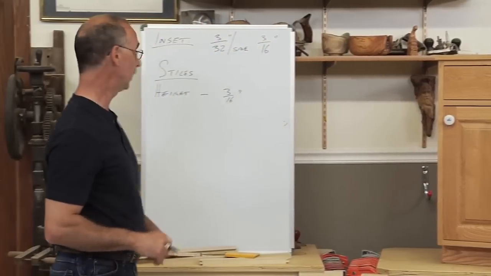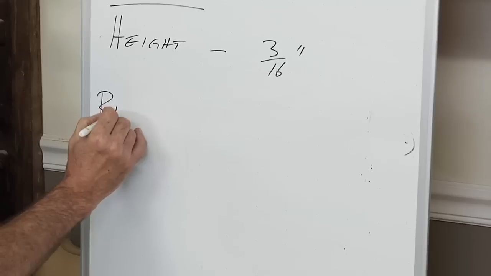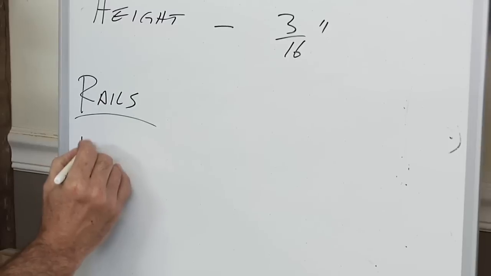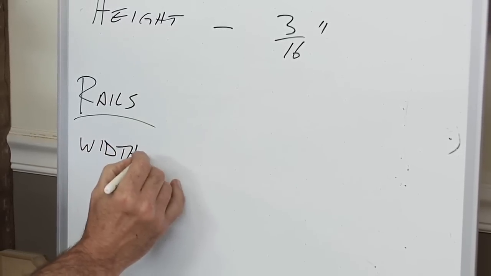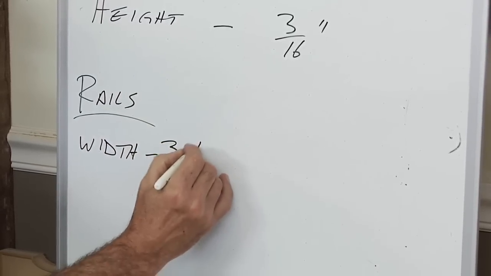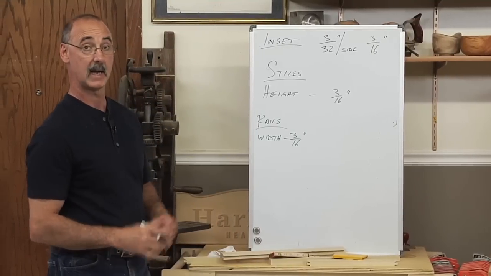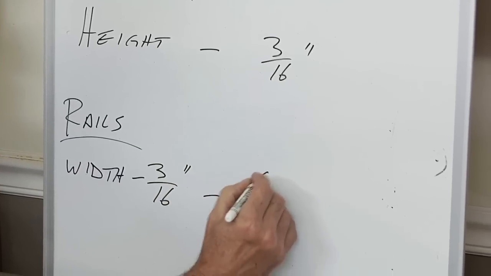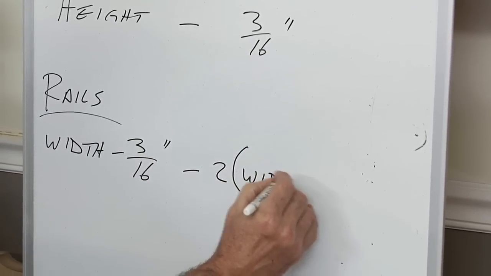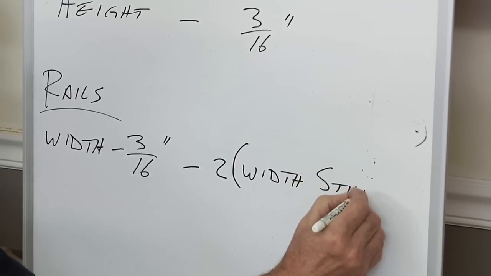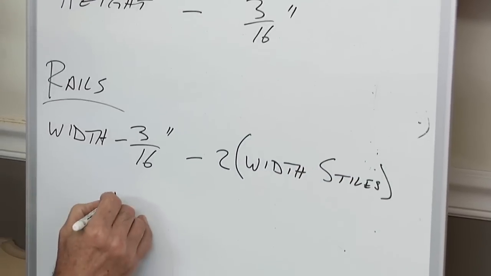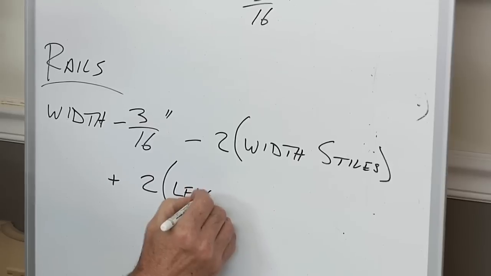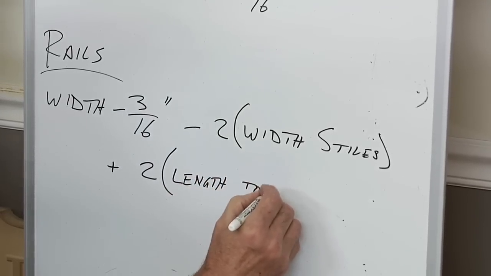Rails, however, are a little bit more complex. On our rails, we're going to take the width of the opening minus 3/16. So that starts out the same. Now we know the width of the door. Minus 2 times the width of our stiles, plus 2 times the length of the tongues.